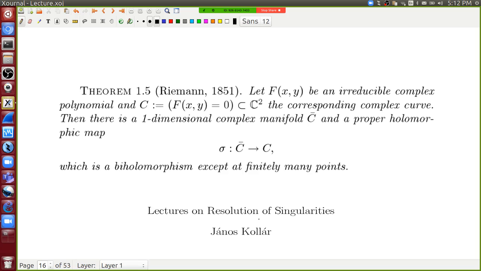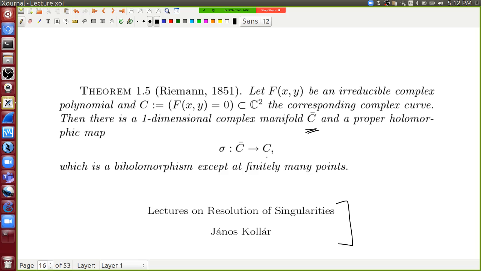This is from the Kolar book. This is his statement of Riemann's theorem. F is an irreducible polynomial. It defines the curve C. There is a one-dimensional complex manifold C bar and a holomorphic map from C bar into C. That C bar is like the union of all these different charts.